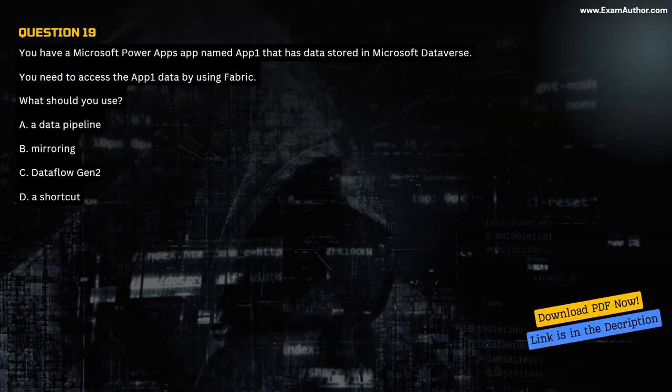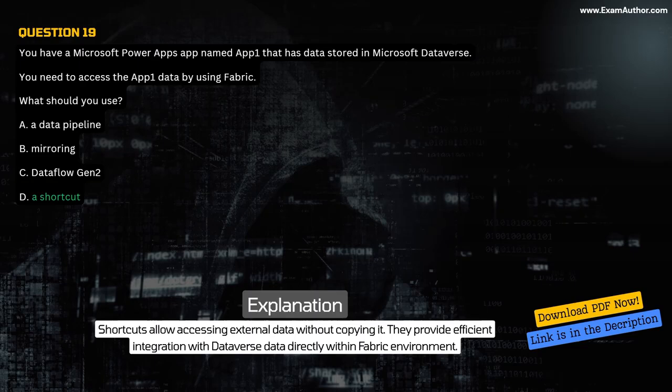Question 19. You have a Microsoft Power Apps app named App1 that has data stored in Microsoft Dataverse. You need to access the App1 data by using Fabric. What should you use? A. A data pipeline. B. Mirroring. C. Dataflow Gen 2. D. A shortcut. Correct answer D. A shortcut. Explanation. Shortcuts allow accessing external data without copying it. They provide efficient integration with Dataverse data directly within Fabric environment.